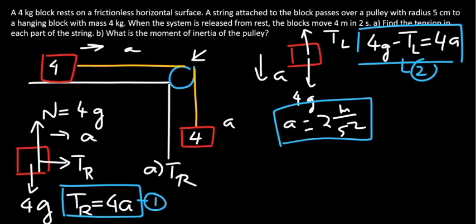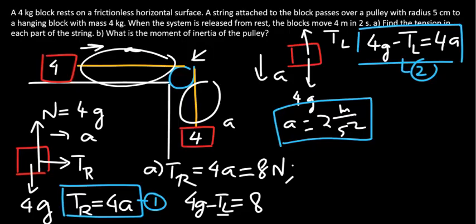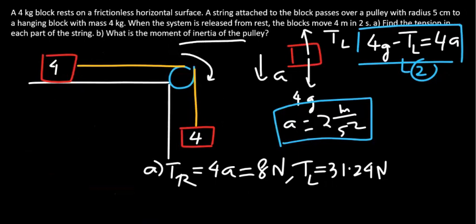So TR, the tension in that part of the string, is 4 times A, A being 2, so it is 8 newtons. TL, which is the tension here, can be determined from the second equation. So 4G minus TL equals 4A, A again being 2, so 4 times 2 is 8. And solving for TL, you get TL being 31.24 newtons. We have taken G to be 9.81 meters per second squared. Now let's look at part B, the moment of inertia of the pulley.